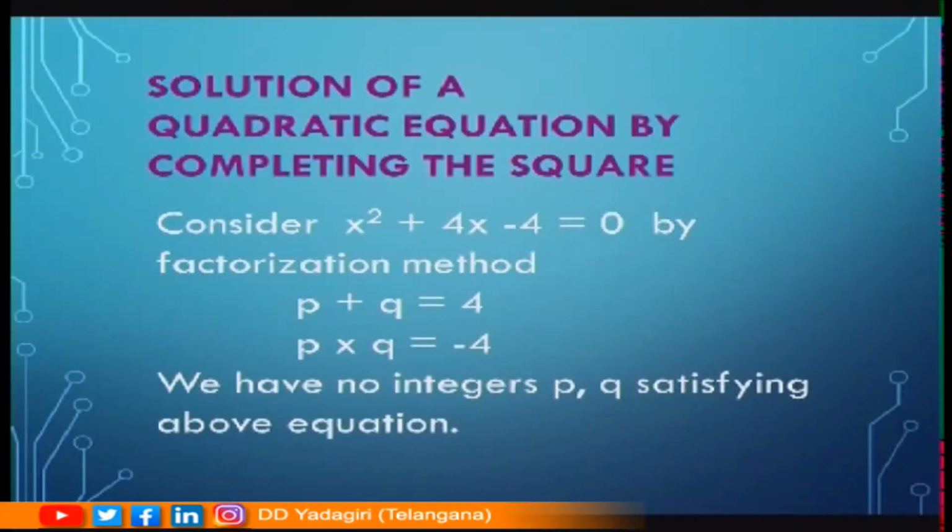Today we will be learning how to find the solution of a quadratic equation by completing the square. Now let us consider an equation x square plus 4x minus 4 is equal to 0. By the factorization method, we need two factors p and q such that p plus q is equal to 4 and p into q is equal to minus 4, which means the sum of the two factors must be equal to 4 and the product of these two factors must be equal to minus 4. But we observe that we have no integers p and q satisfying the above equation. So, how do we find the solution?